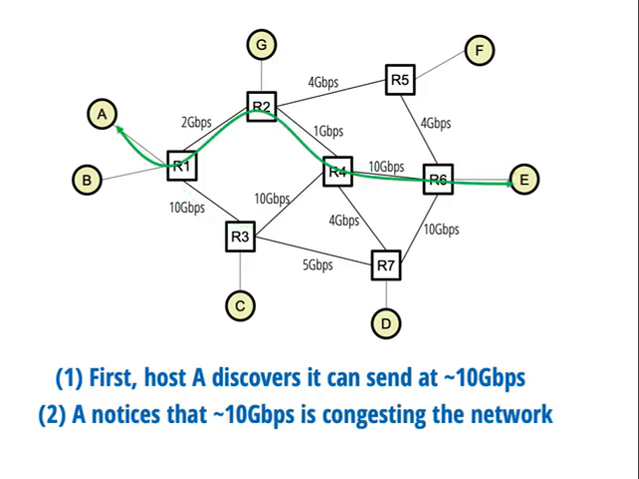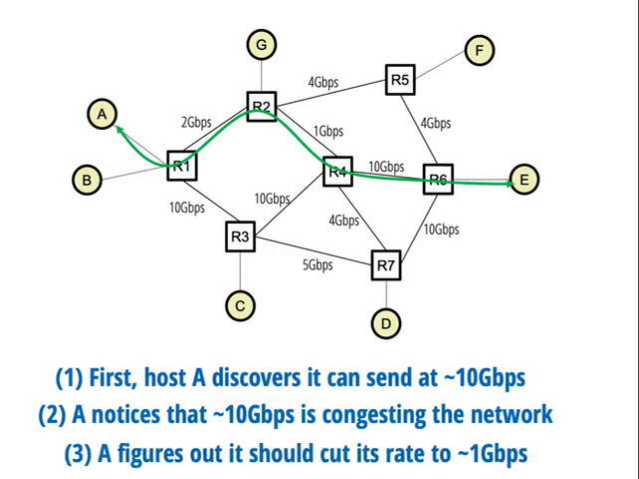But what it should be able to detect is that the rate it was sending at, which was 10 gig, is now congesting the network. And then it should be able to somehow discover that it should cut its rate to some lower rate of 1 gigabit per second.